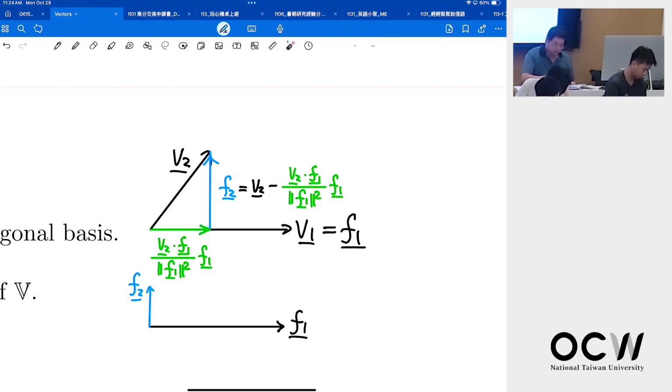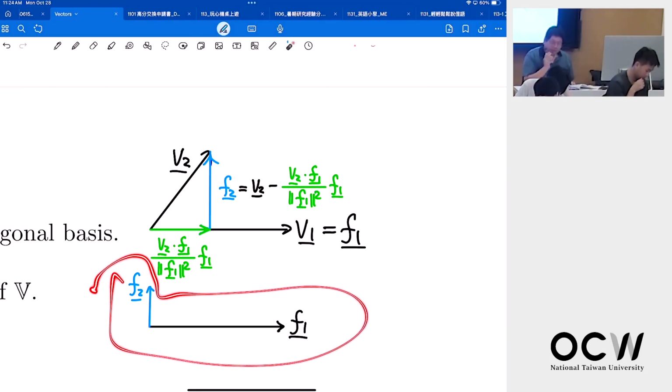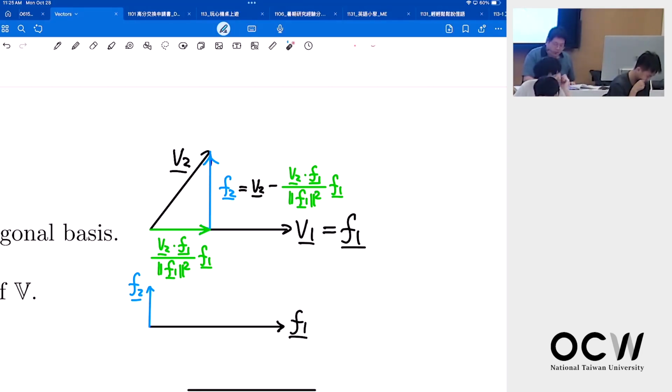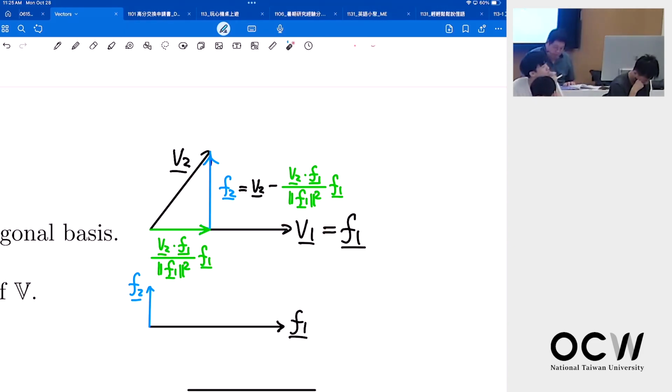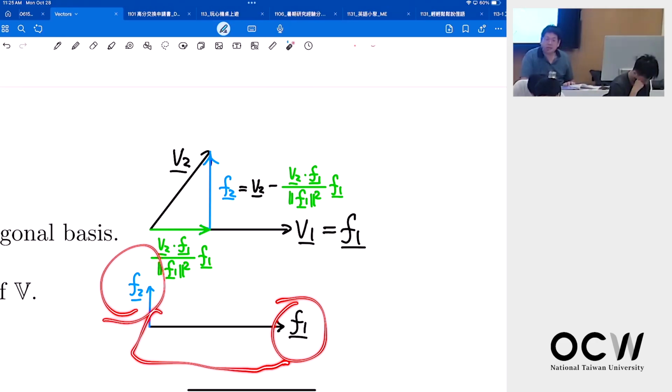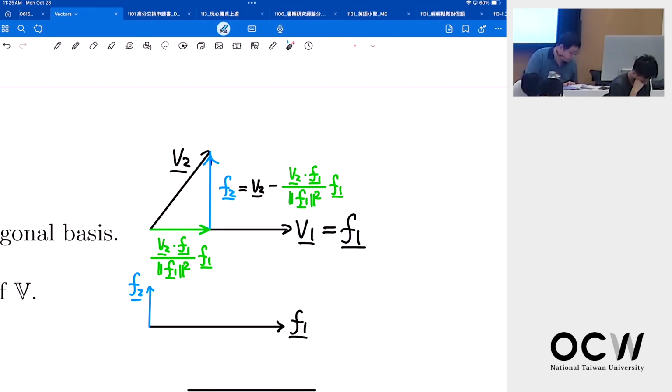Will be the orthogonal basis. In the beginning, our bases are V1 and V2. And then after the orthogonalization, F1 and F2 will be another basis, and this basis is orthogonal basis. It is in 2 dimensions.